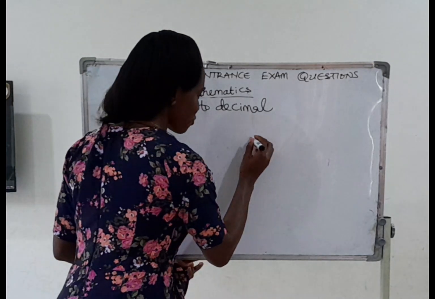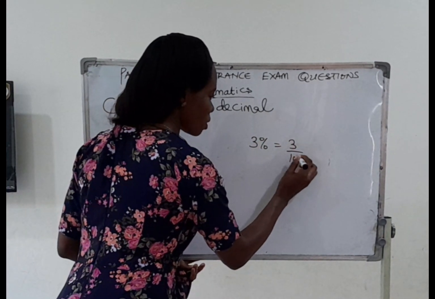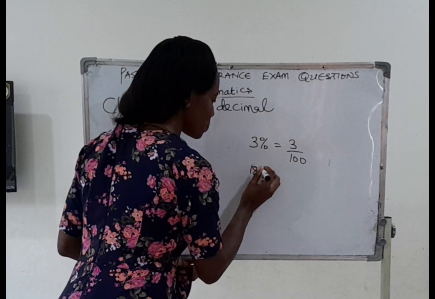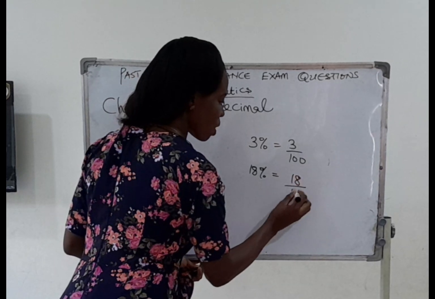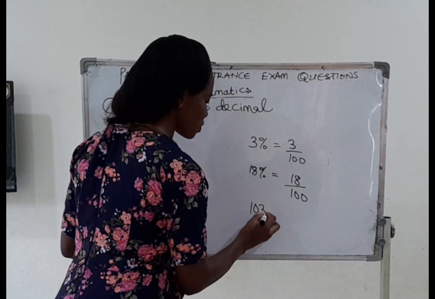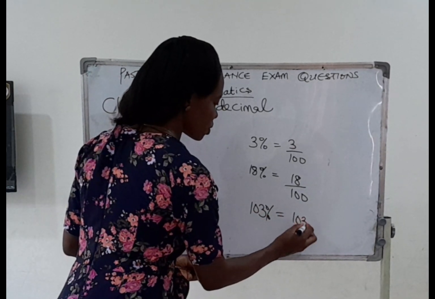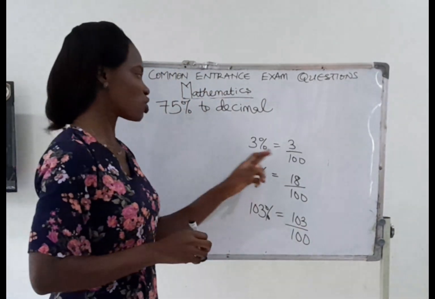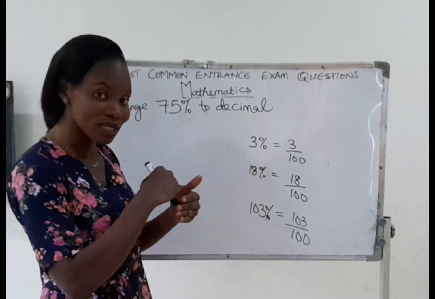So if I have 3%, 3% simply means 3 over 100. If I have 18%, 18% simply means 18 over 100. If I have say 103%, 103% simply means 103 over 100. Alright, now if we want to change this to decimal, because it is over, it means division.